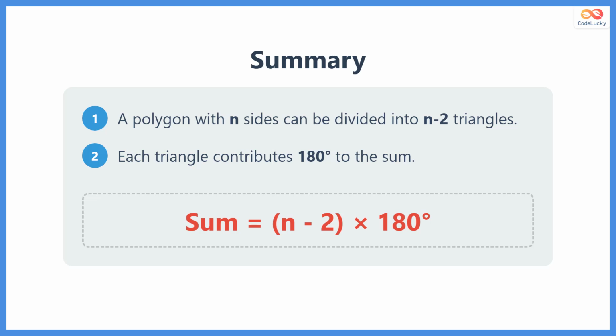So, to recap, any polygon can be divided into triangles. The number of triangles is always the number of sides minus 2. Because every triangle adds 180 degrees, we just multiply that count by 180. Remember, sum equals (n-2) times 180.